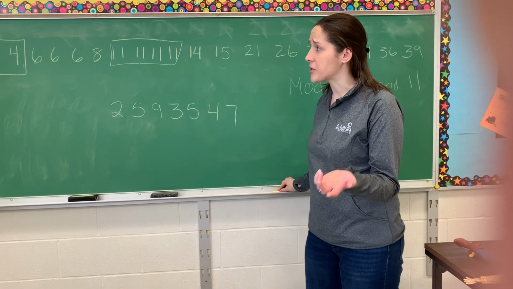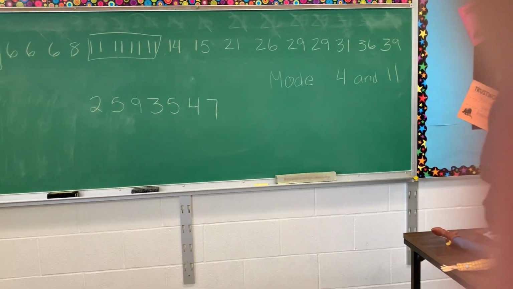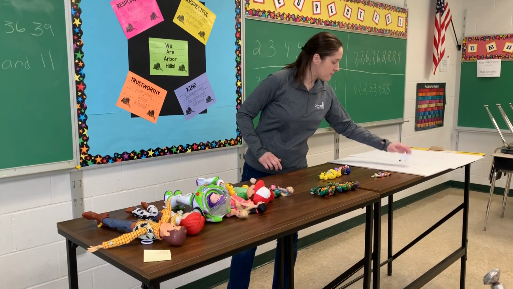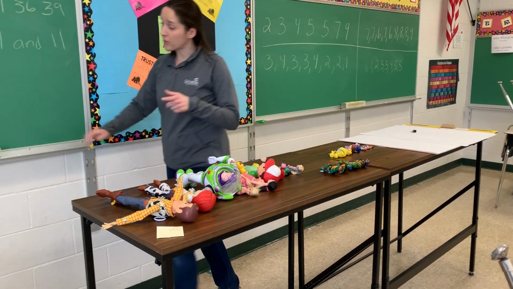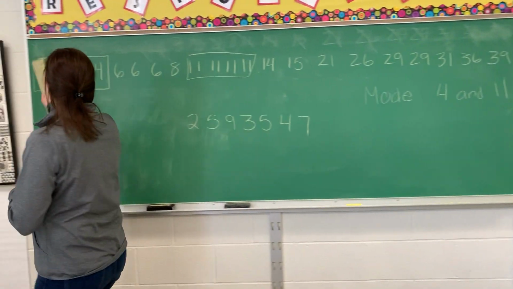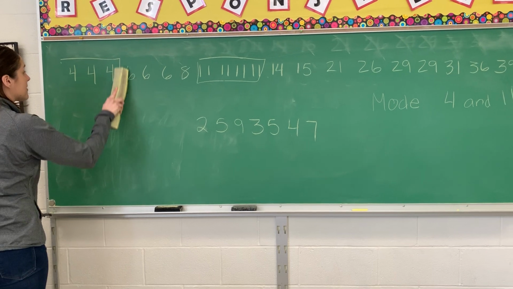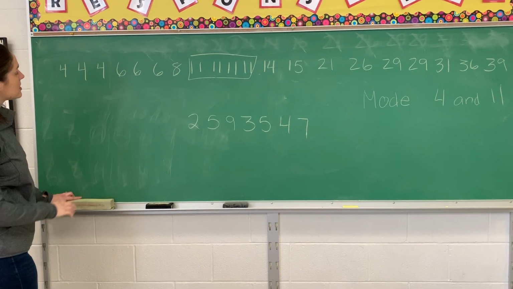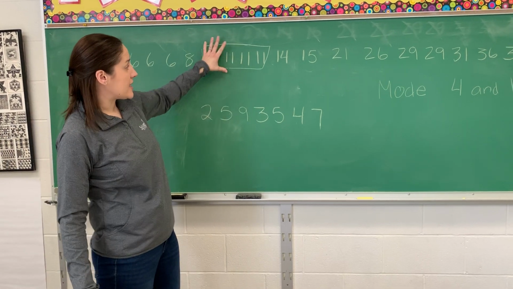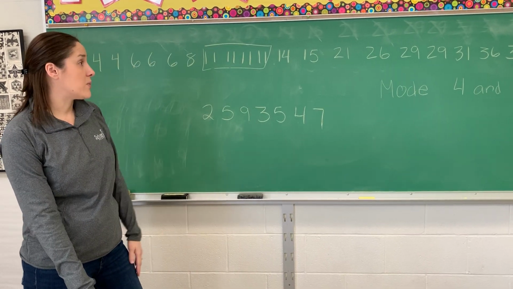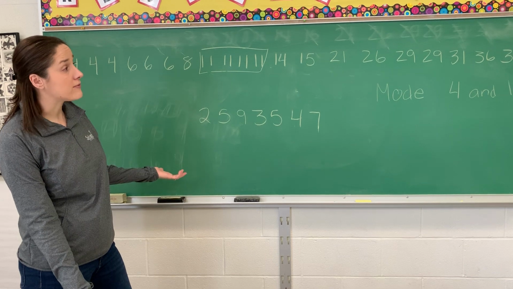But let's say we were to remove one of the data points. What if one of these 4s did not show up to class today? There would only be 3 4s now in that data set. And even though there's still a lot of 4s, 11 gets to stay as the mode for this data set now, because 11 is the one that's happening the most often.